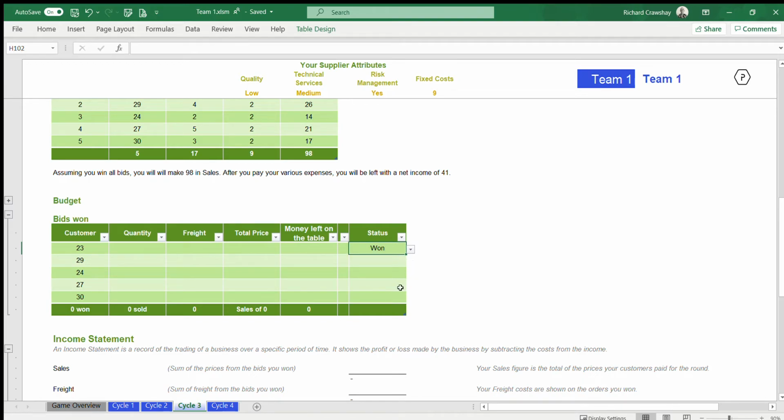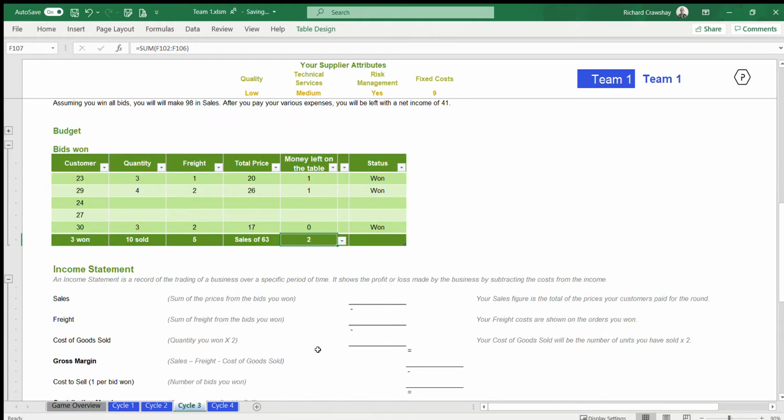So we won customer 23, customer 29, and customer 30. Now we enter the total price for 23. Our price was 20, and we left 1 on the table. For customer 29, our price was 26, and we also left 1 on the table. And for customer 30, our price was 17, and we left 0 on the table.